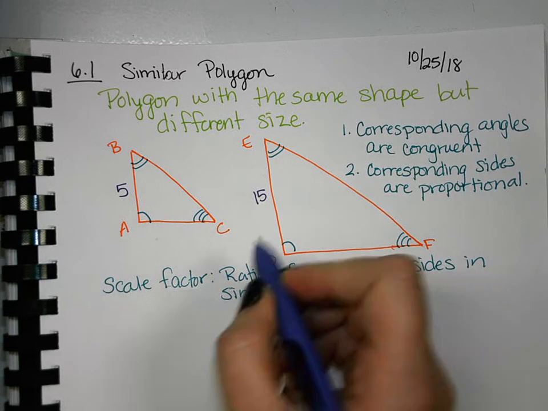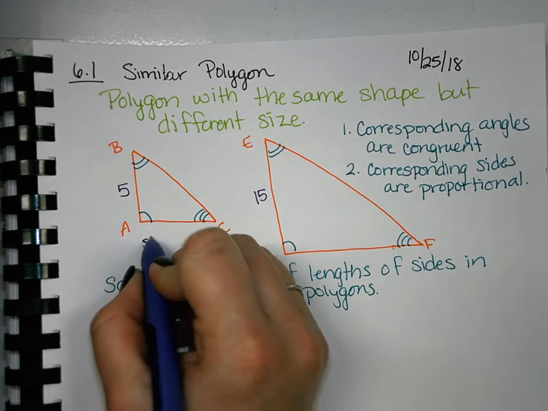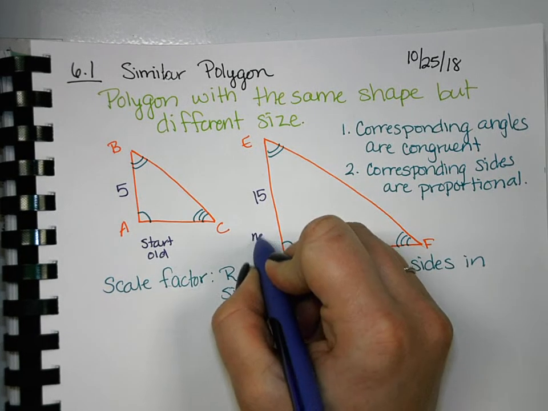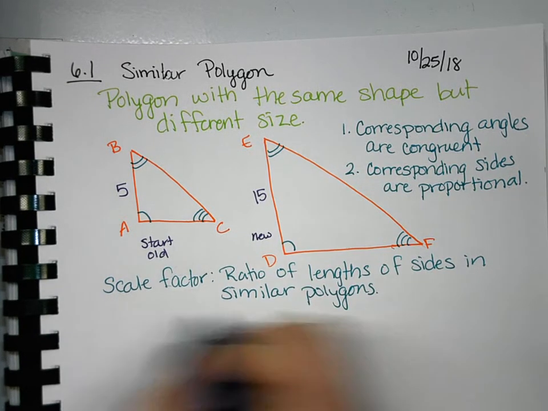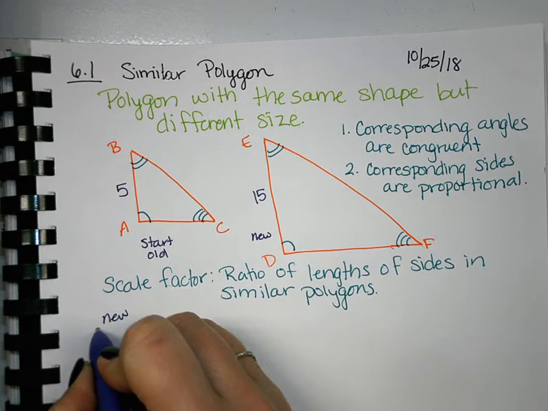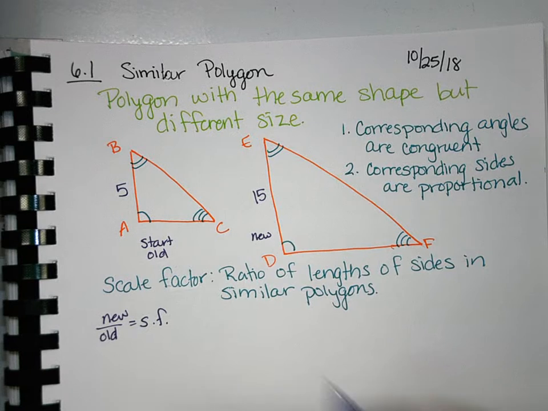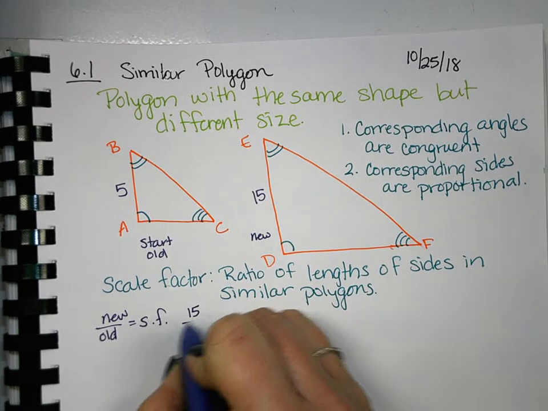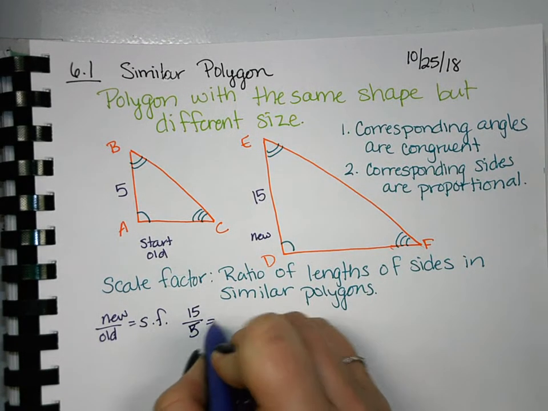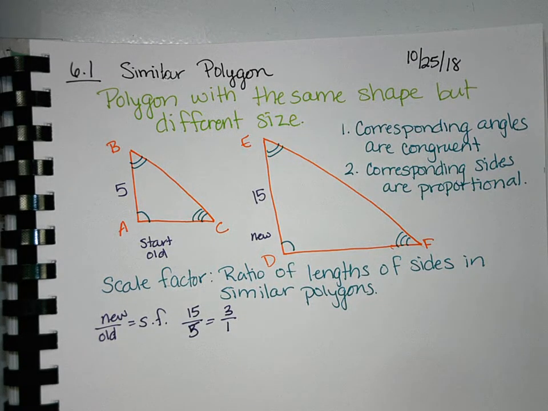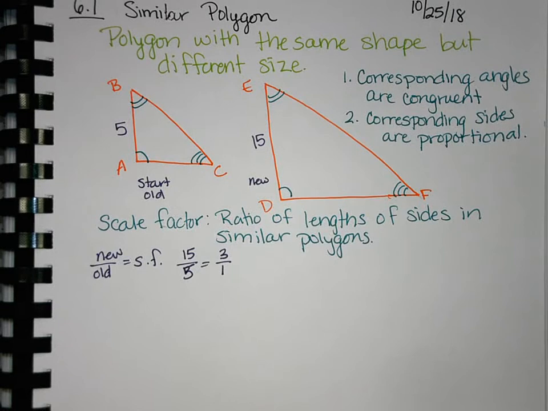So if I was starting with this one, this is our old, this is our new figure after we scale it, you're going to take new figure and divide it by old to get your scale factor. So 15 divided by 5 means your scale factor is 3/1 or 3 times bigger. Okay, that's what scale factor is, it's the ratio that'll get you from one figure to the next.